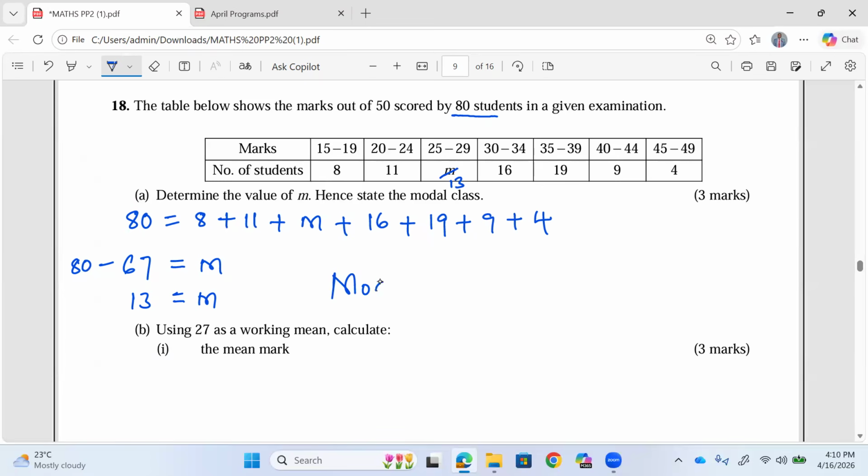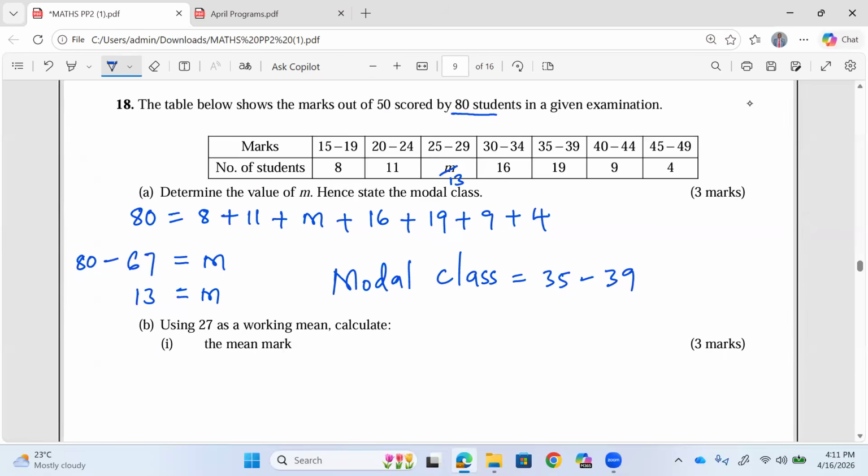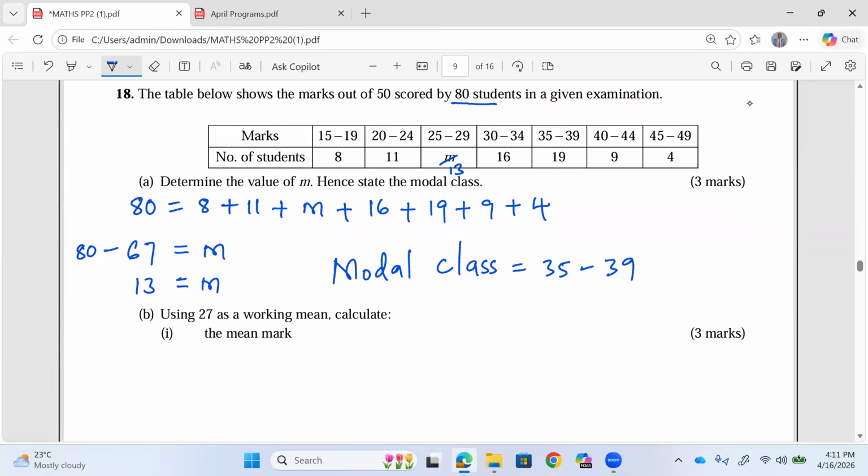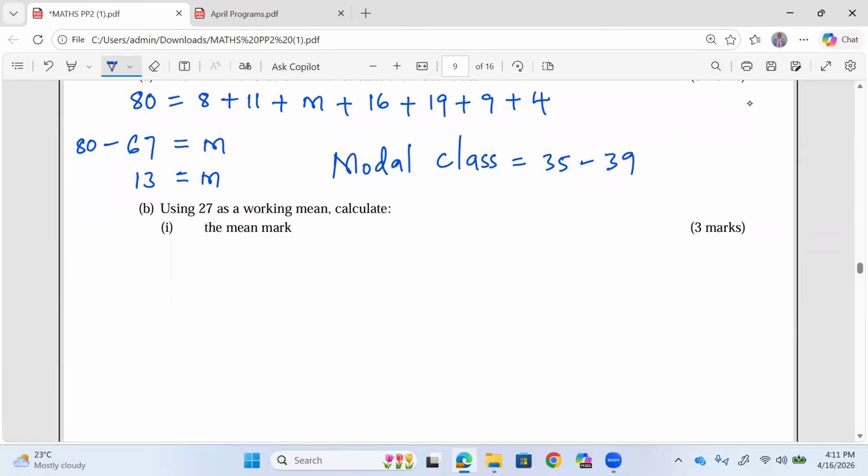Now, the modal class is the class that has the highest frequency. So the class that has the highest frequency out of all the classes here is the class that has a frequency of 19. That is the class 35 to 39. Okay, so we are done with part A of that question. A very good question. If you're getting something, type in the comment section that I am learning. Then look at part B.